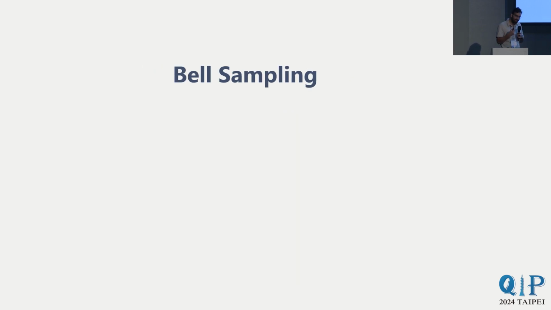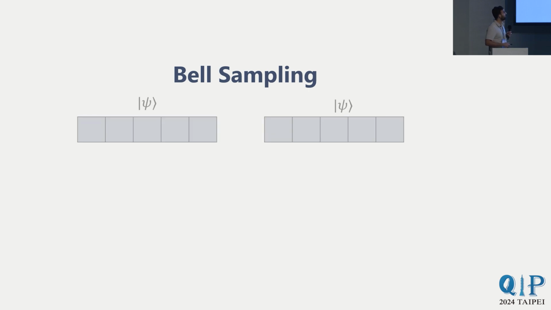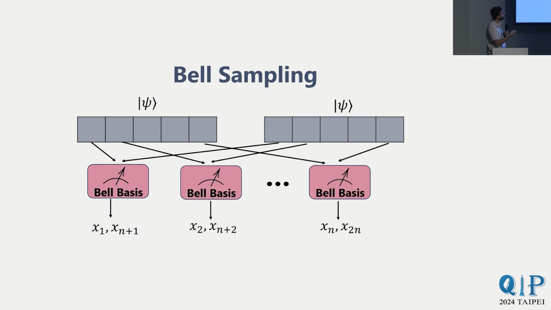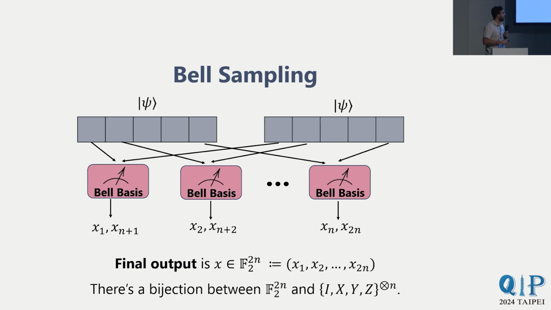Okay, the last key ingredient I want to share is the algorithmic primitive that we use in designing our algorithms. It's based on Bell sampling. In Bell sampling, you have 2 copies of your state, and you pair off your qubits and measure them in the Bell basis. So you pair off the first qubits, you measure, you get 2 bits of outcome, and you repeat this. Then your final output will be a length 2n string. Because there's a bijection between F2 to the 2n and n-qubit Paulis, we interpret this output as a Pauli operator. So Bell sampling takes in 2 copies of your state, and as output, we get a Pauli operator.